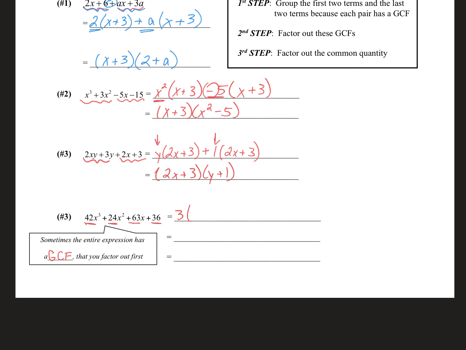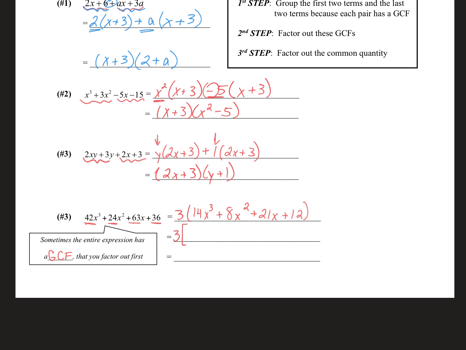So factoring out a 3, dividing each of those terms by 3, we're left with 14x cubed plus 8x squared plus 21x plus 12. Now we can factor by grouping just what's inside that set of parentheses, so it's a little bit easier to work with here. I'm going to start with that 3. That 3 is not going anywhere. I'm going to use a bracket because I'm going to have parentheses inside here and I don't want to get confused.